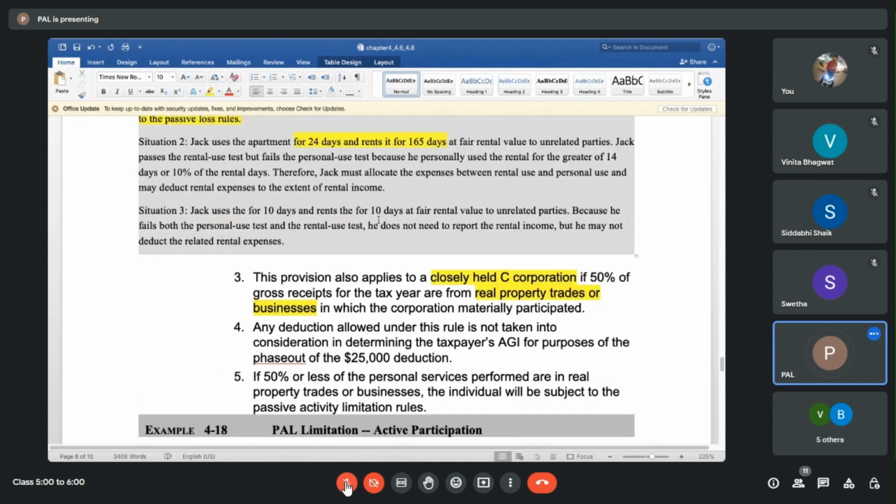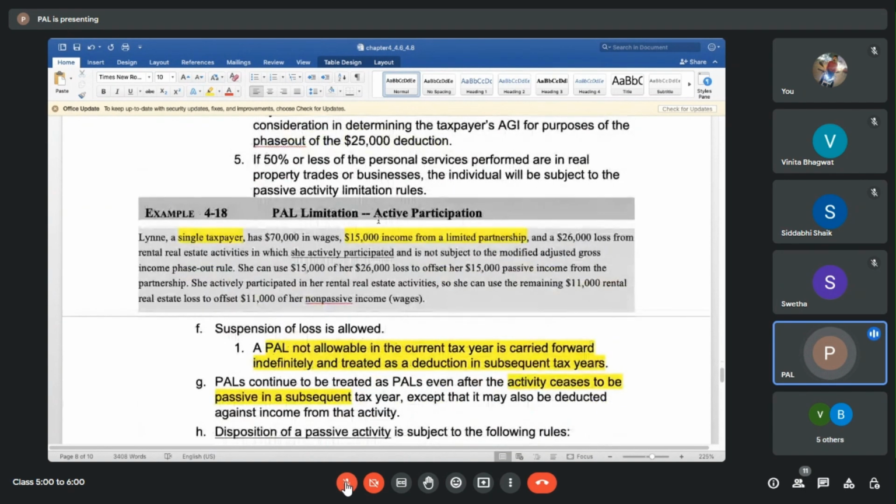Okay. So yeah, let's read the next one. Hemant, PAL limitation. There is an active participation.